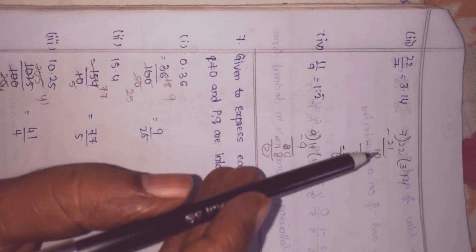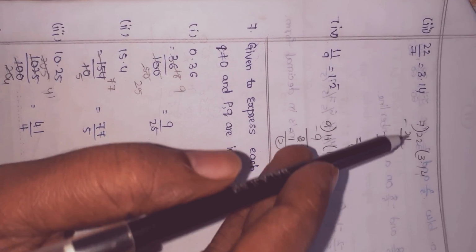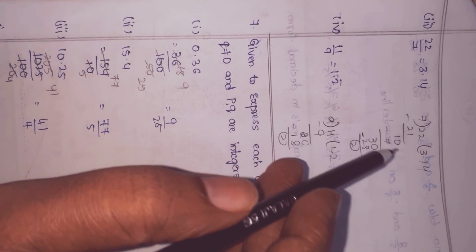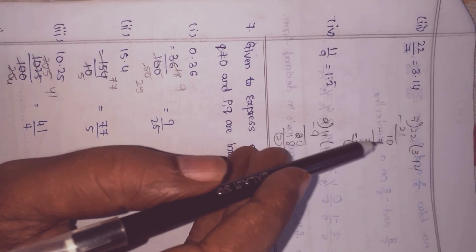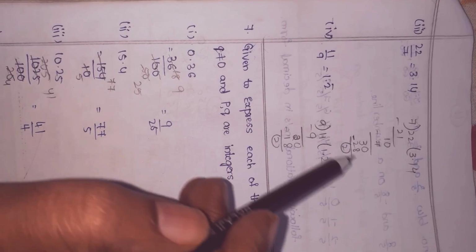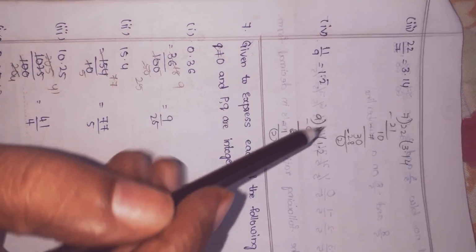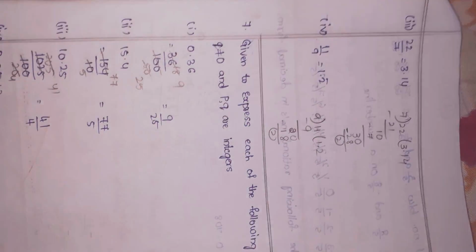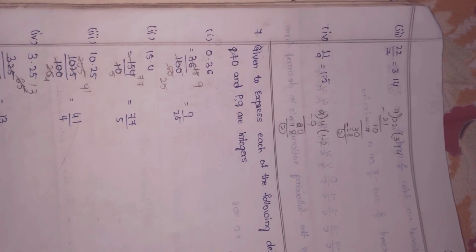Next in this third one, 22 by 7 children. 7 threes are 21 children. 22 minus 21 is 1. So keep the point, means it becomes 10. 7 ones are 7. 10 minus 7 is 3 children. So already point is there, keep 0. 7 fours are 28. Remainder is 2. So if you do 1 it will come children. So 3.14. So stop the process after 2 decimals.